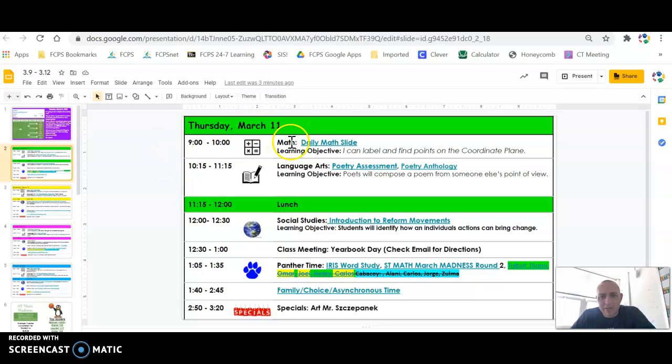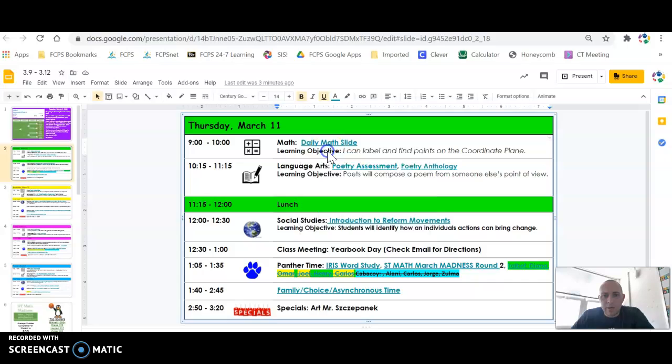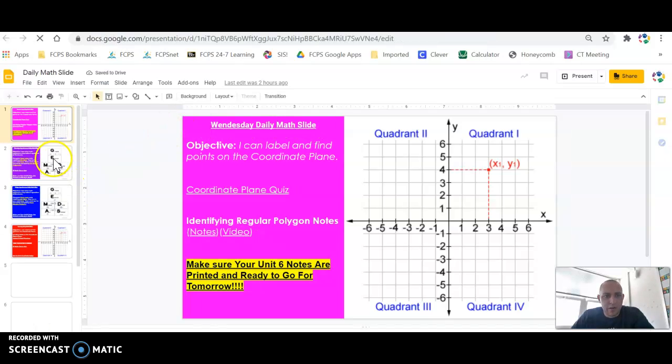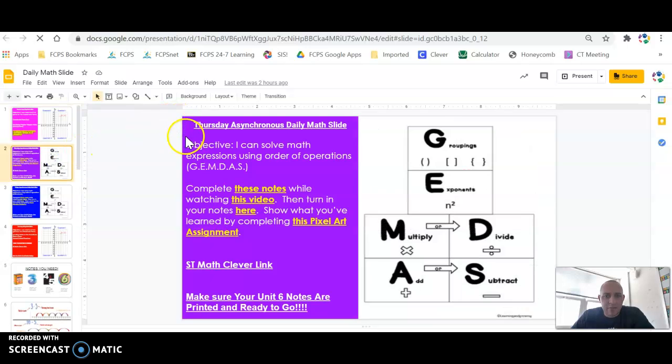If you're in my math class, first thing you want to do to get started is to go to the daily math slide. And when you click on that, it'll take you to Thursday. Your objective today is to solve math expressions using the order of operations, also known as GEMDAS. G stands for groupings, E for exponents, M for multiply, D for divide, A for addition, and S for subtraction.